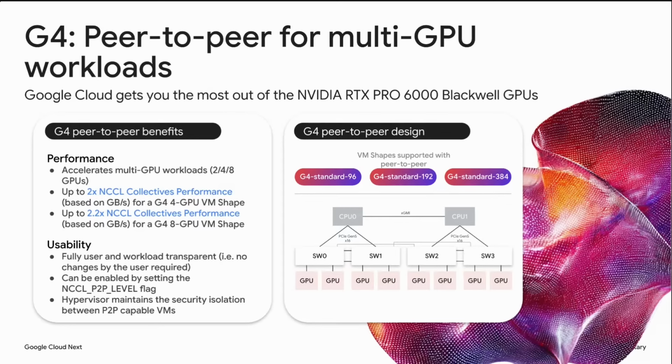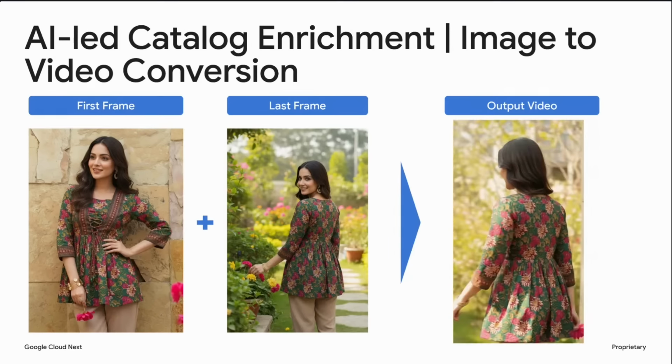You get 2x the NCCL collective performance when you're using the full VM shape or a 4 GPU VM shape. There are also fractional GPUs that you could use, all the way up to say 4 or 8 GPUs in the full VM. If you're using the whole VM, then you can get up to 2.2x NCCL collective performance gains. All you need to do to get that performance benefit is turn it on with an environment flag. Now, where do customers use this and where have we seen it successful?